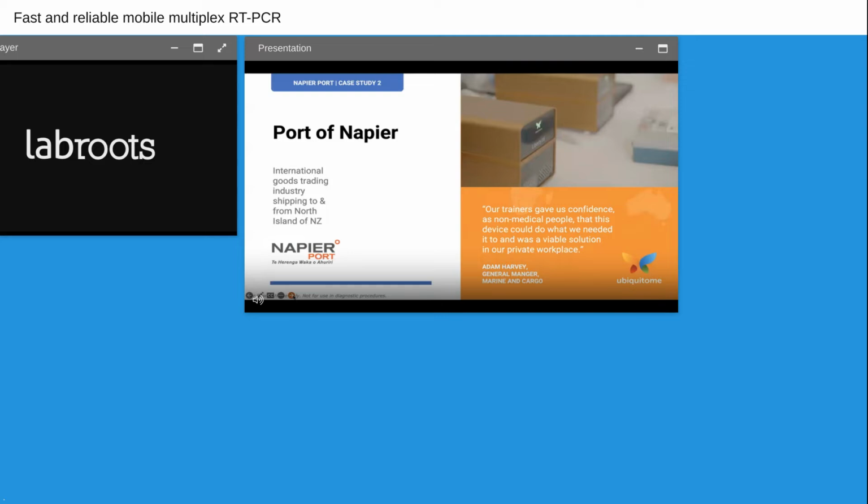Second on the list, we have Port of Napier or Napier Port. Their business is within the international goods trading industry, so shipping to and from the North Island of New Zealand. Similar to Taylor Corporation, they saw that Omicron was approaching and they needed a solution to allow their employees to have that peace of mind and to feel confident and comfortable coming into work without potentially putting their own families at risk of catching this very serious and deadly virus.